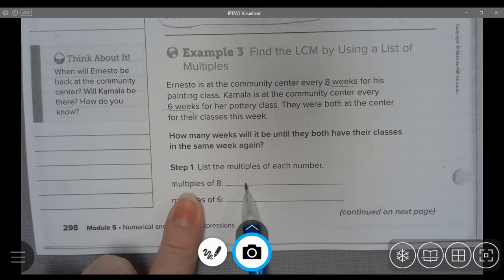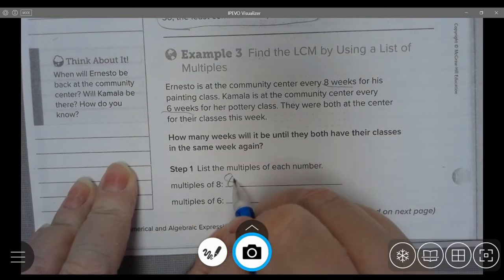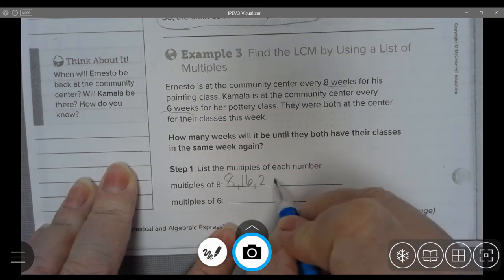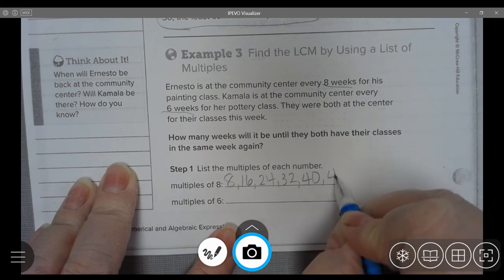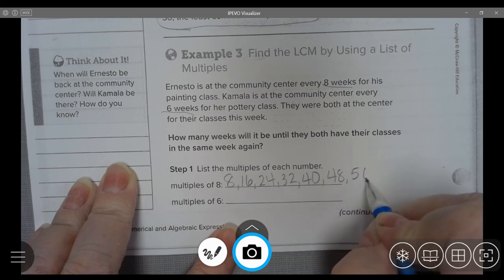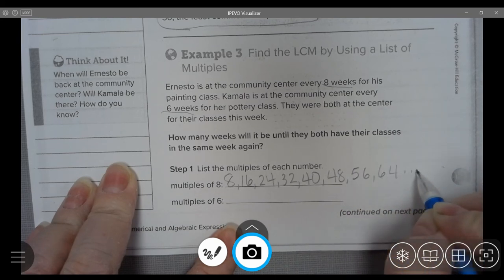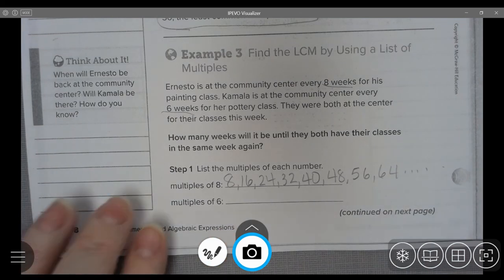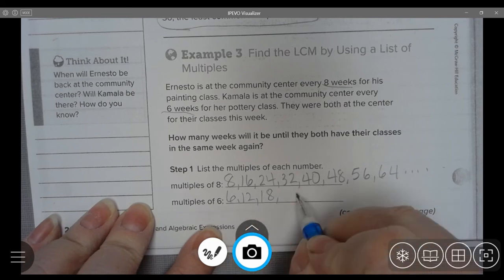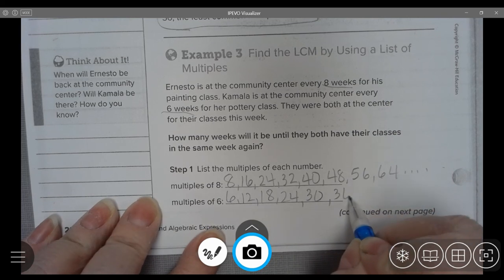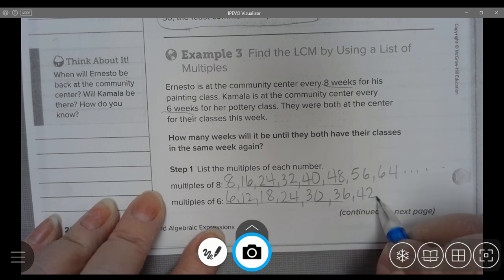We could say the multiples of 8 would be 8, 16, 24, 32, 40, 48, 56, 64, and so on. Multiples of 6 would be 6, 12, 18, 24, 30, 36, 42, 48, and so on. So those are the lists of the multiples.